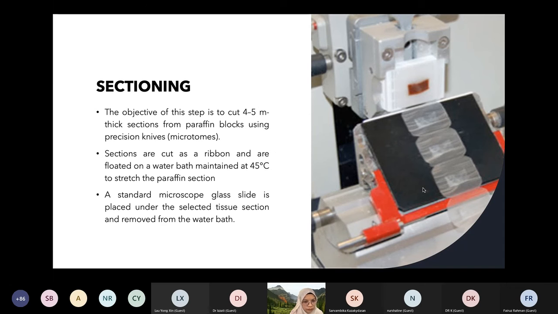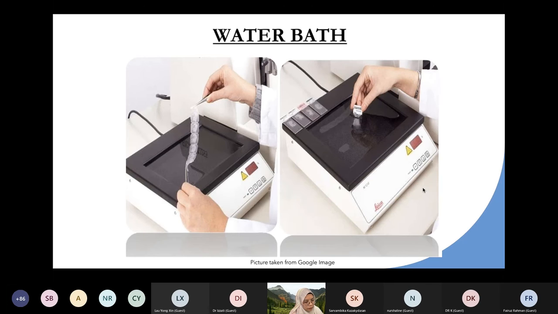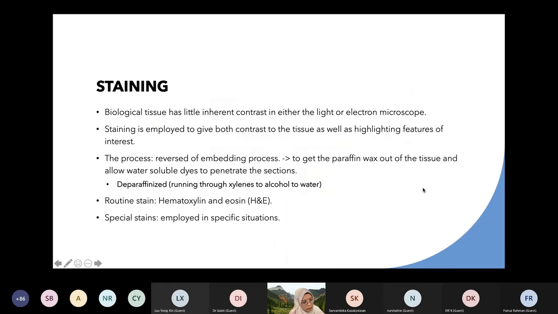Okay, I will show you the process of the fishing in the water bath in the next picture. So this is what I meant by putting the ribbons of the sections into the water bath, and this is where we fish the sections using the microscope slides.